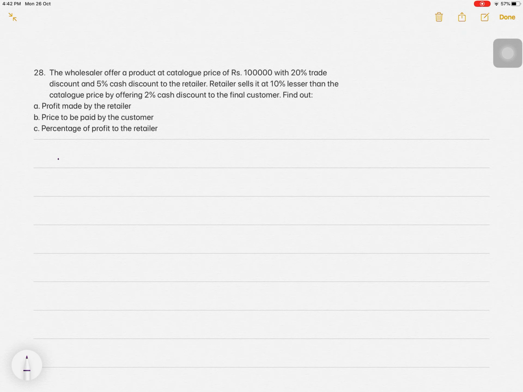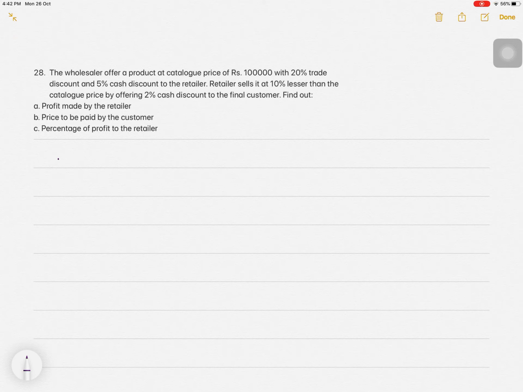The wholesaler offers a product at catalog price of rupees 1 lakh with 20% trade discount and 5% cash discount to the retailer. Retailer sells it at 10% lesser than the catalog price by offering 2% cash discount to the final customer. Find out profit made by the retailer, price to be paid by the customer, percentage of profit to the retailer. Okay, so let's calculate.